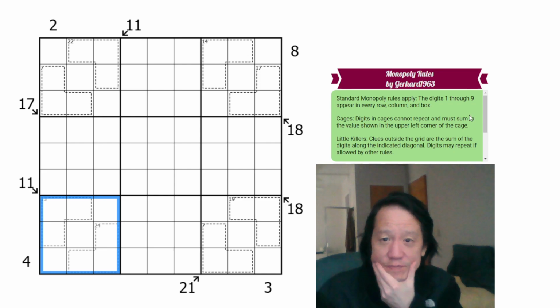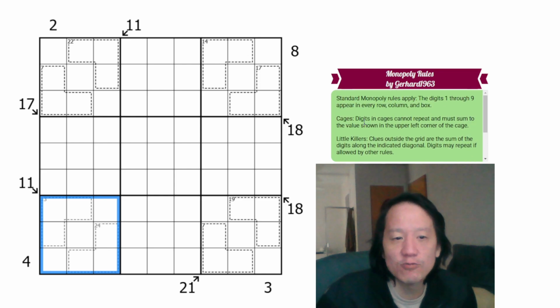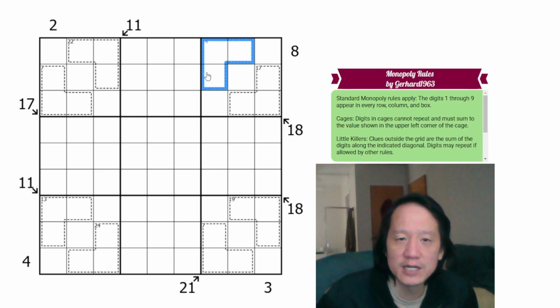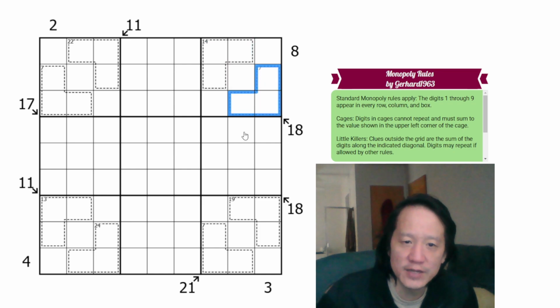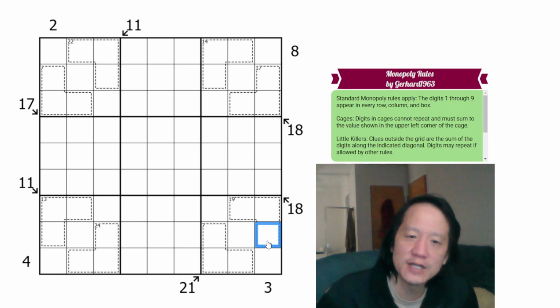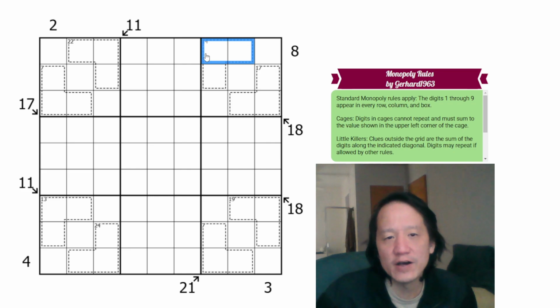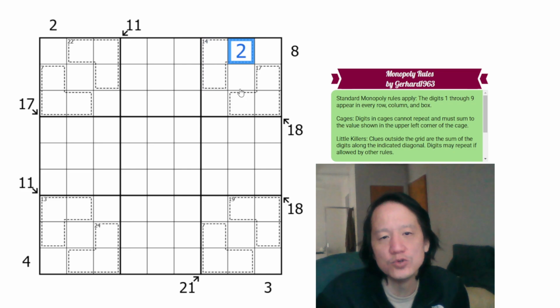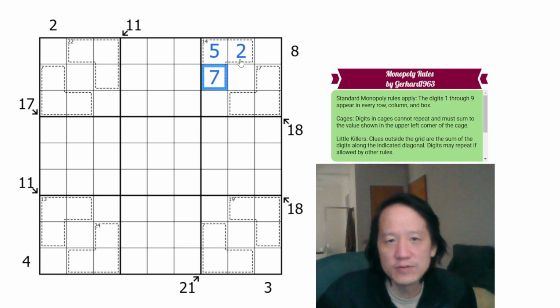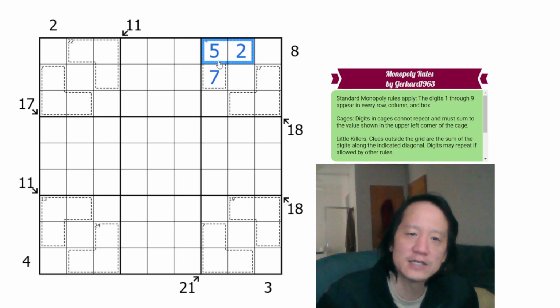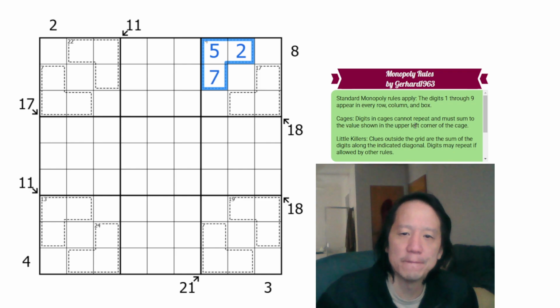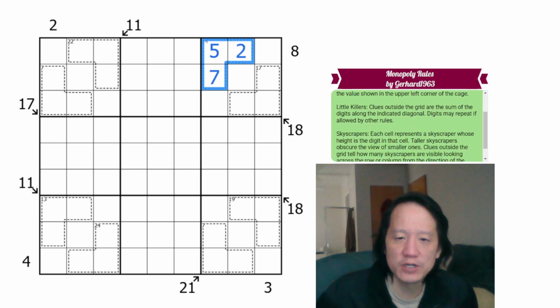Cages. Digits in cages cannot repeat and must sum to the value shown in the upper left corner of the cage. So that would mean, for example, these three digits must add up to 14. These three digits must add up to 17. These three digits must add up to 19, etc. A valid example here would be if this were 2, 5, and 7. Those three digits add up to 14, so that satisfies that cage rule. These are usually called killer cages. So that's how killer cages work.